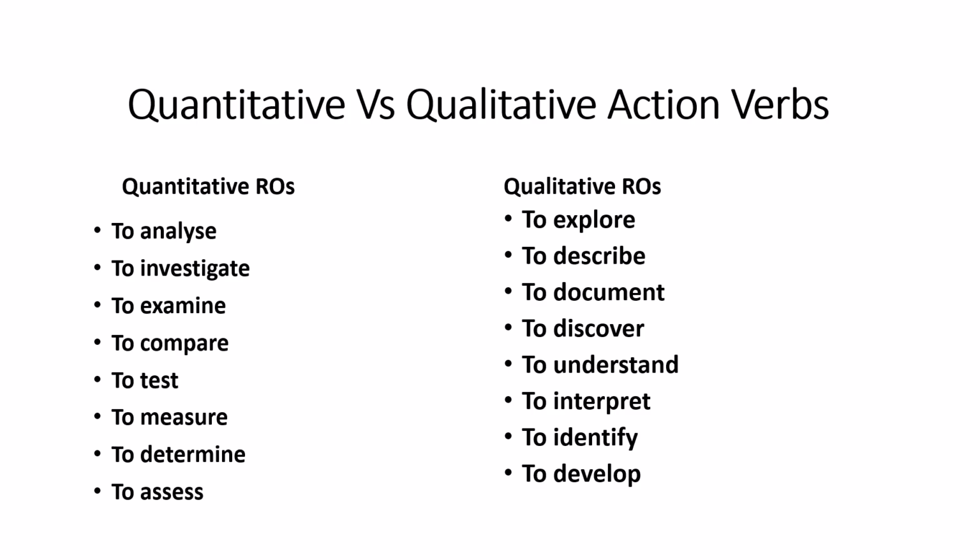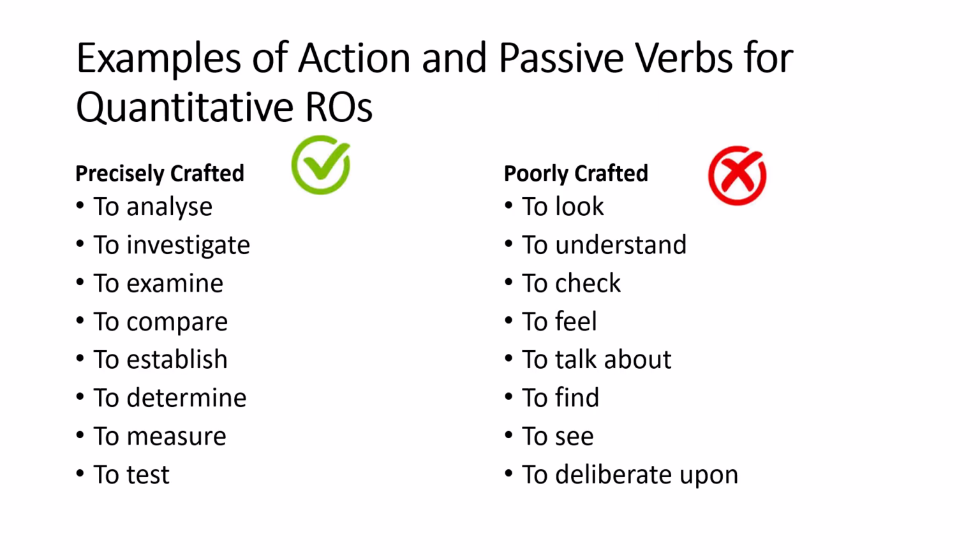Thank you, Dr. Olukemi. Thank you, Dr. Godwin. Let's proceed. Let's look at the examples of action and passive verbs for quantitative research objectives. Looking at this on the slide, you can see those that are correctly crafted and those that are poorly crafted. If you are using to look, to understand, to check, to feel, to talk about, to find, to see, to deliberate upon as verbs for quantitative research objectives, these are poorly crafted and they are wrong.